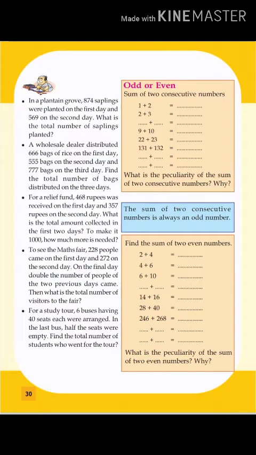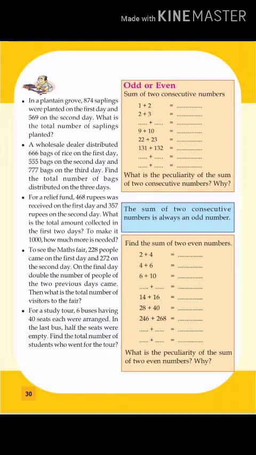Then total number of visitors to the fair, that is first day plus second day plus final day, that is 228 plus 272 equal 500. 500 plus the previous day visitors. Previous day visitors. That is 1000. Then total number of visitors to the fair is equal to 500 plus 1000 equal 1500. That is the answer.